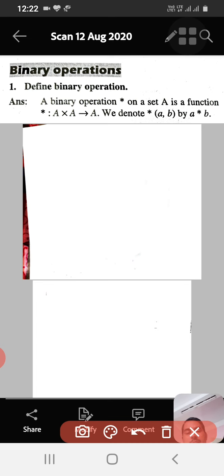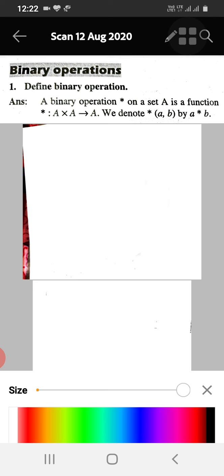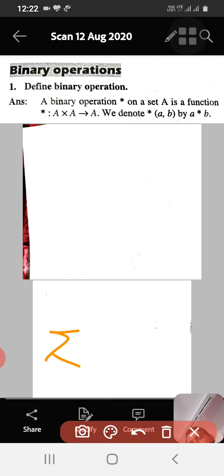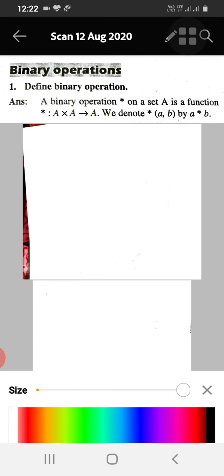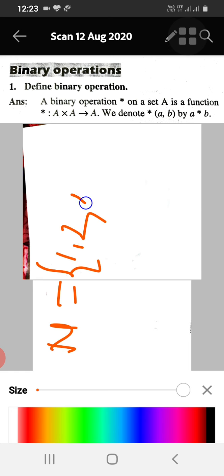We need a set here. Let us consider the set of natural numbers, that is N. We know the set of natural numbers: 1, 2, 3, 4. Of course, it is an infinite set. Here they have given this star. So what is the star here? Star may be addition, subtraction, multiplication or division.